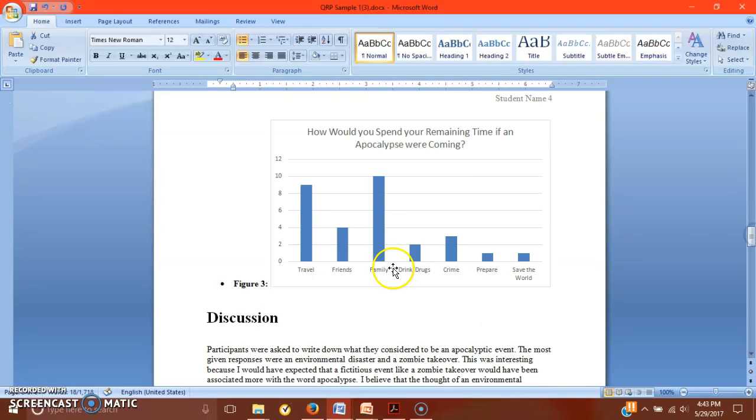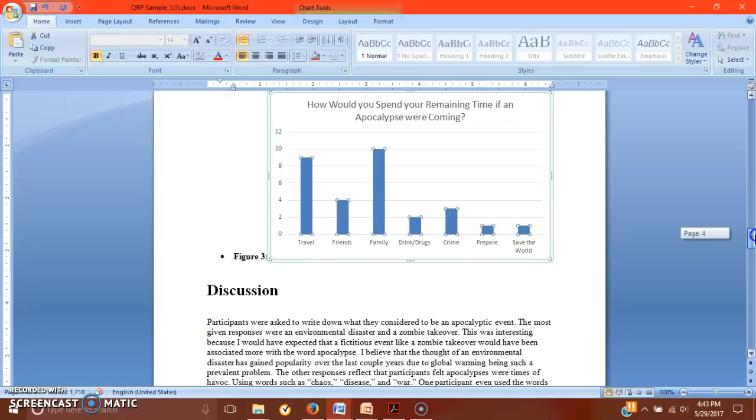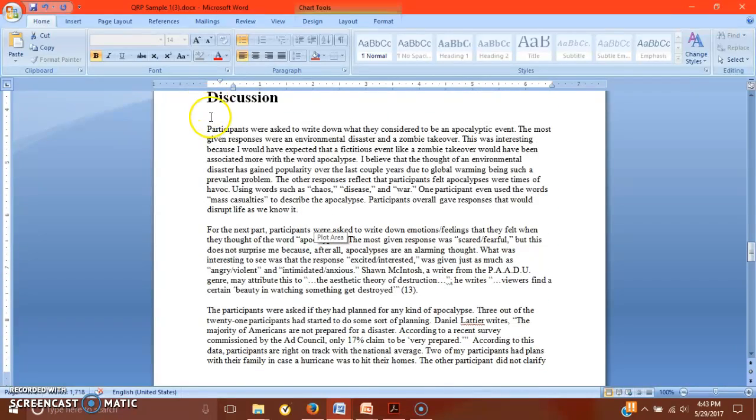You can look at that, and then he changed it up a little bit, but sticking to the same kind of color scheme and text. How would you spend your remaining time if an apocalypse were coming? So all of this doesn't need to be capitalized. Spend remaining time, apocalypse coming. And then he had this here. One thing you would want to do is put the largest number first. So family would go first with 10, and then you would cascade it down. So we'll talk about that in later videos, how to make visual representations and how to make them as pleasing as possible.